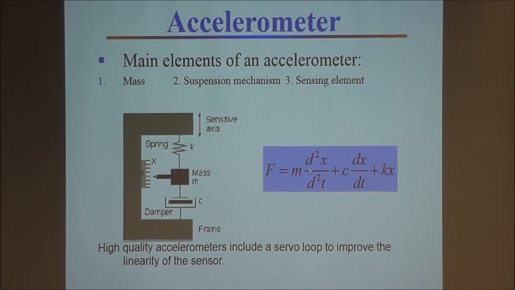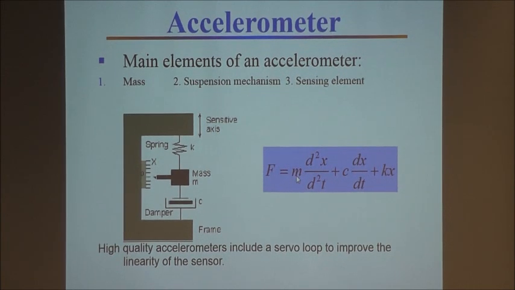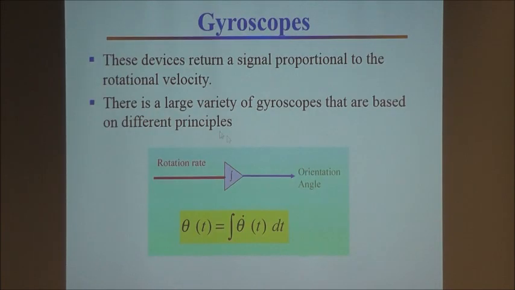In other words, acceleration is right here. It's going to be F minus this, divided by m. That's how you measure it. Gyroscopes: these devices return a signal proportional to rotational velocity. There is a large variety of gyroscopes that are based on different principles.